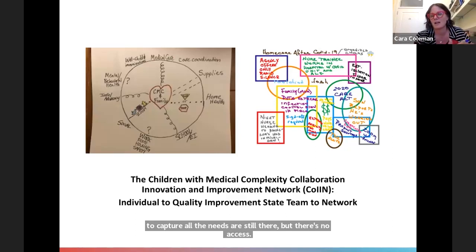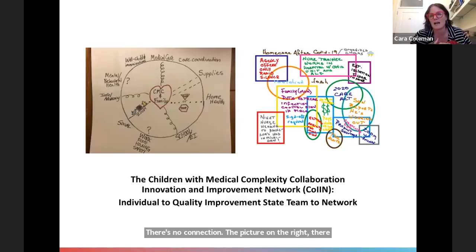The picture on the right there, the care map on the right, was that I asked one of the parents there to talk about, because we were having conversations as well, like home health, as many of us know, we are in a home health crisis, although not declared as such, although I wish we could declare it as such.